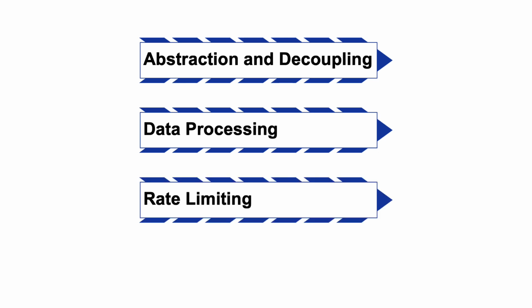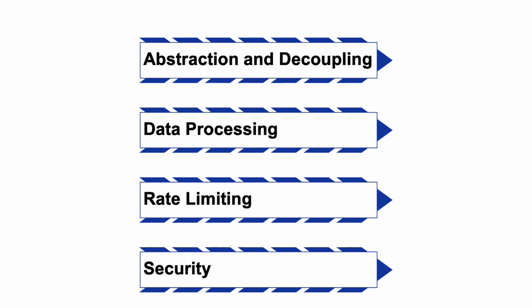Next one is rate limiting. Some APIs have limitations on the number of requests if you use the free plan. By using a backend, you can cache responses and manage the number of requests you are making to the third-party APIs. And last one is security. Sensitive data like API keys should not be stored in the client-side code where they can be discovered using reverse engineering methods. Instead, they can be securely stored on the server side.